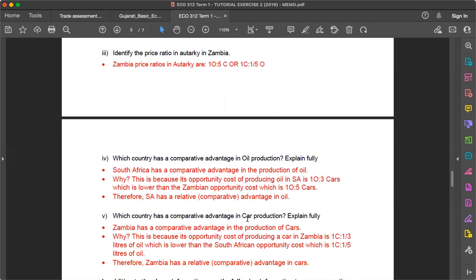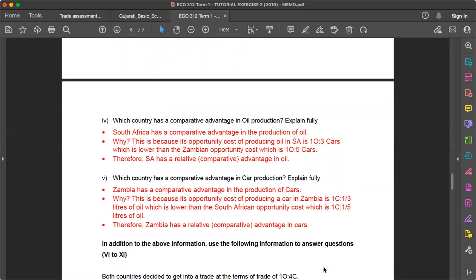Then Zambia would have a comparative advantage in car production. This is because the opportunity cost of producing a car in Zambia is 1 car and 1/3 liters of oil, and that's lower than the South African opportunity cost. So as a result, Zambia has a relative advantage in cars. So you see how this works. Just pay attention to the pattern that's applied here to give yourself a full explanation. And this type of question would be like 4 or 5 marks in the exam.